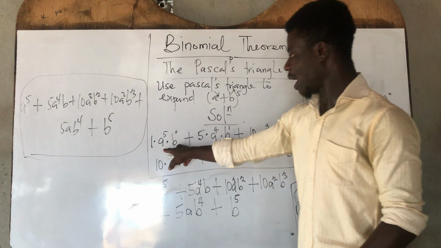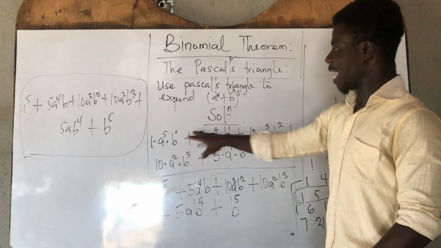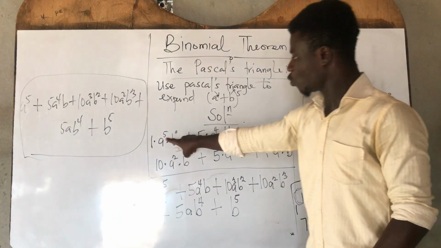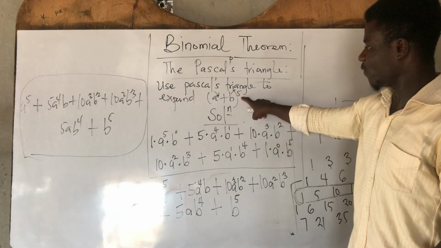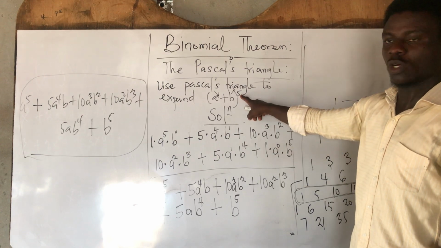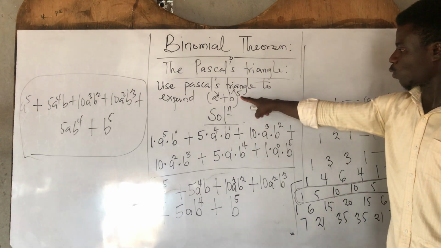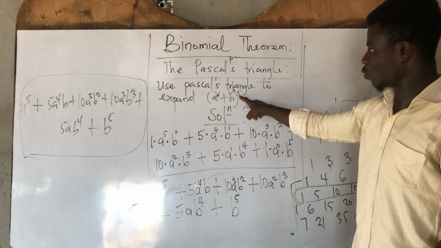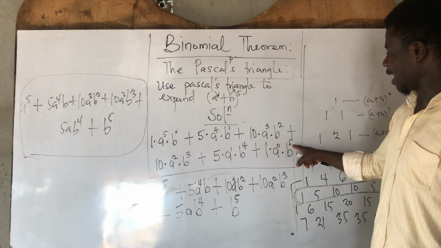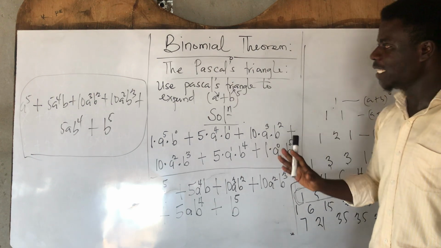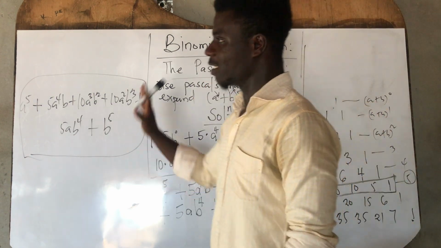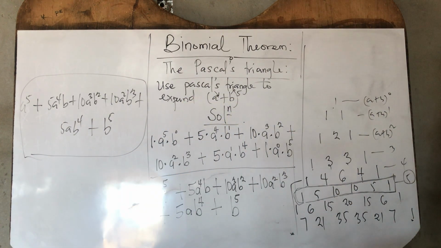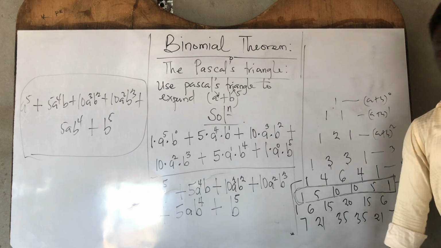Now, when you add these two variables' exponents or powers, it must be equal to this 5. So 5 plus 0 is 5. 4 plus 1 is 5. 3 plus 2 is 5. 2 plus 3 is 5. 1 plus 4 is 5. Then here 0 plus 5 is 5. So it means that my expansion is correct. Very, very true. Alright, so you can watch.